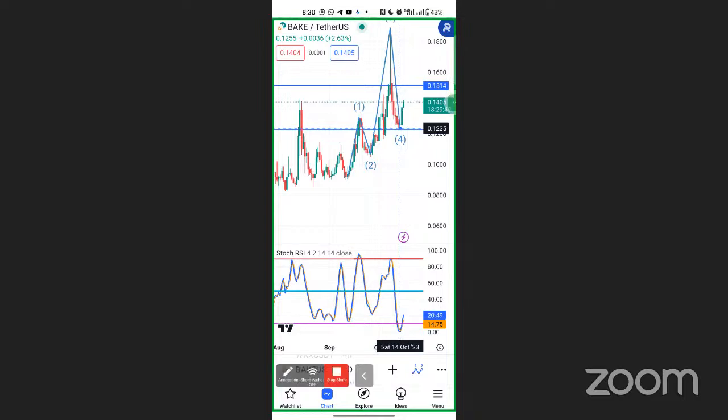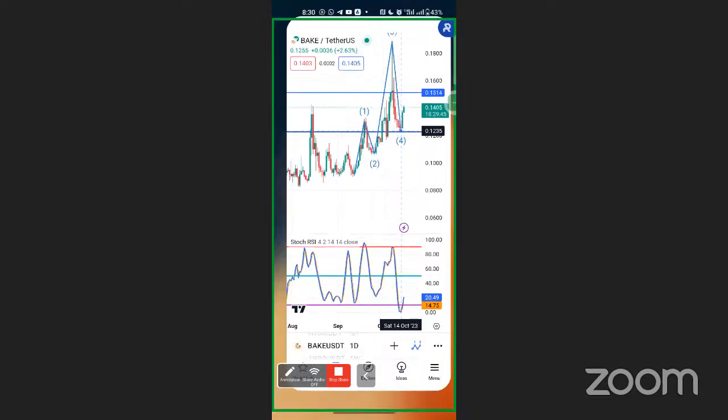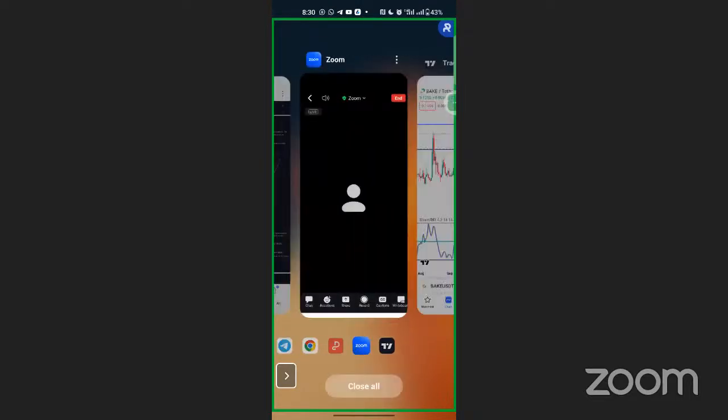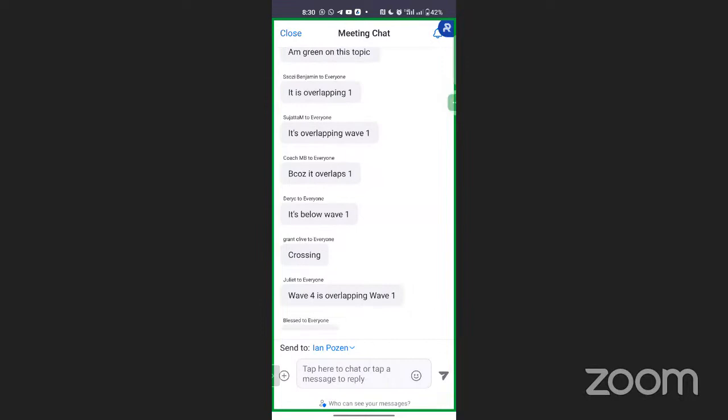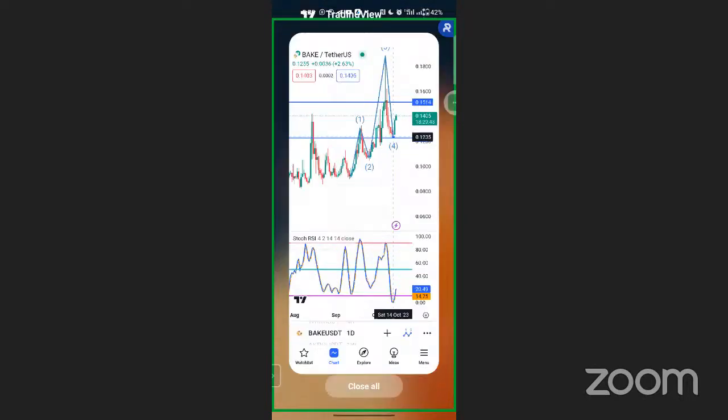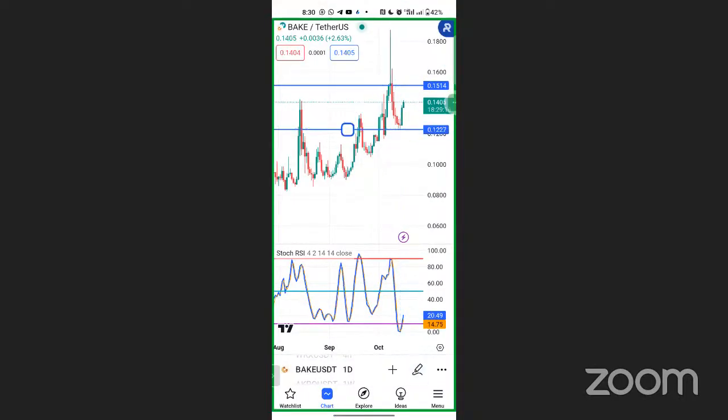Am I making sense? Who gives me the reason in the chart why it's not the Elliott wave? From where I started from, I could start from another point. Some answers in the chat. Who gives me the reason why it's not? Because it is overlapping 1. Thank you. So it depends on where I started from.